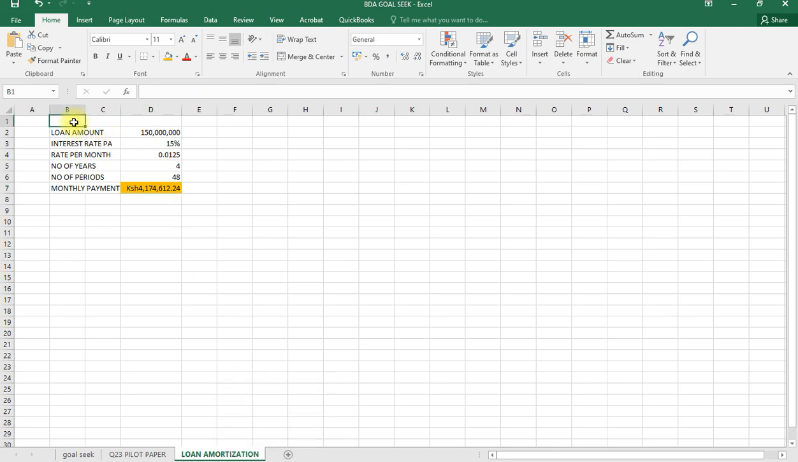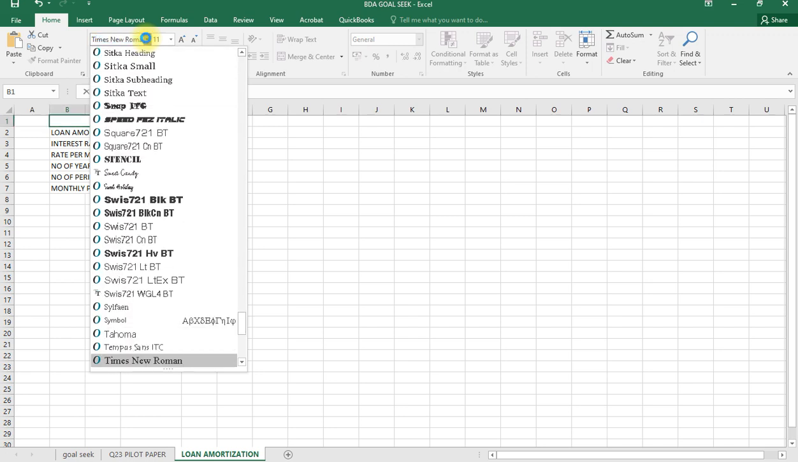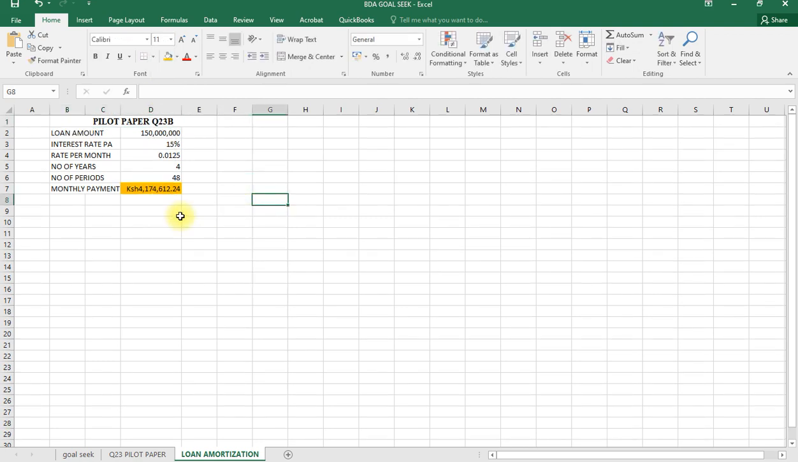So this is question number 23, pilot paper. Just number this. I'll merge this cell. Pilot paper, question 23, part B, and I will press Control B to make them bold. I'll change this to Times New Roman, I like using Times New Roman. I can increase this to 12. That was question number 23B, and that was Roman 1.